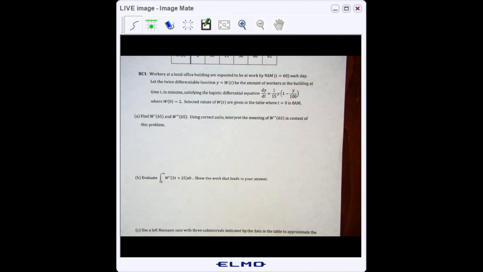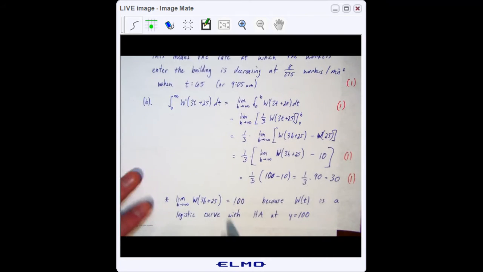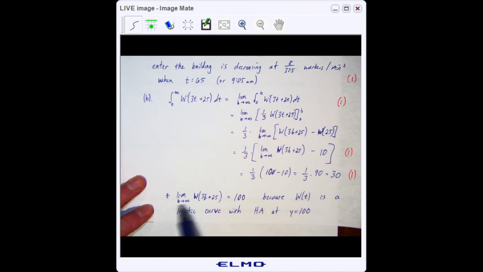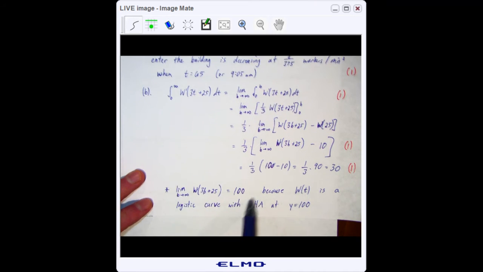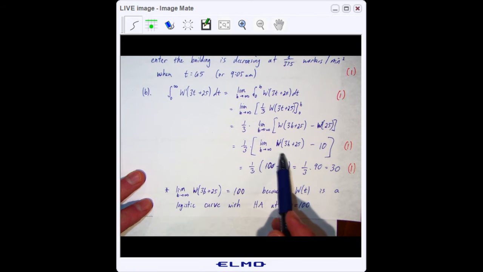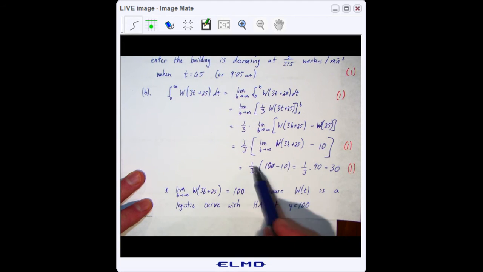So that is what tells you that the graph of w has a horizontal asymptote at y equals 100. So this limit right here is 100. And then you end up with 100 minus 10 is 90 times 1/3 is 30.